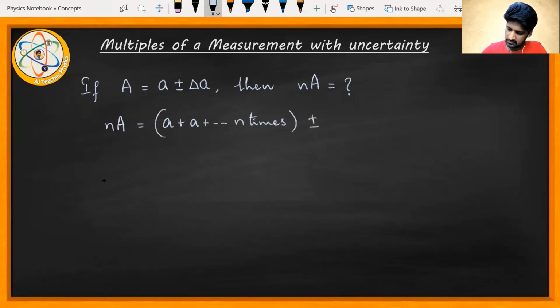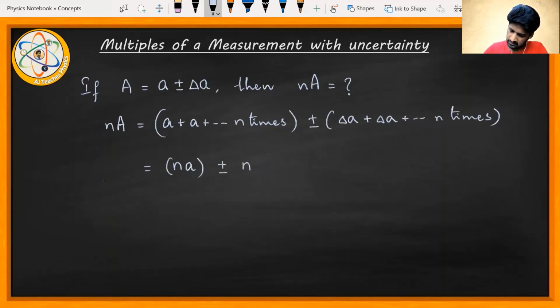plus or minus its uncertainty added to itself n times, which can be written as nA, which would be the true value, plus or minus n times delta A, which would be the absolute error.